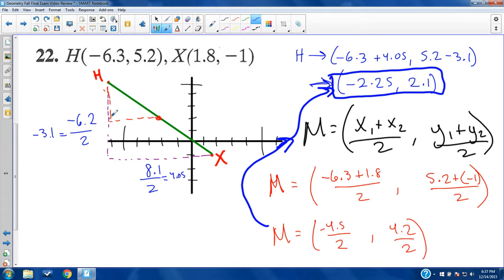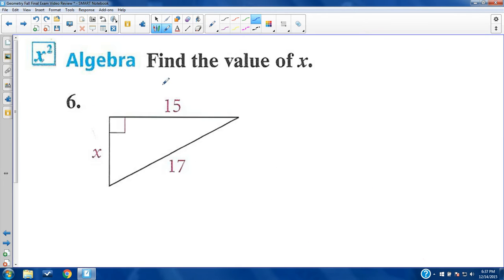Either do one of these deals here, or you use midpoint formula and go about it that way. That's number 22. Okay, number 6, find the value of x. Okay, this is back to Pythagorean theorem.